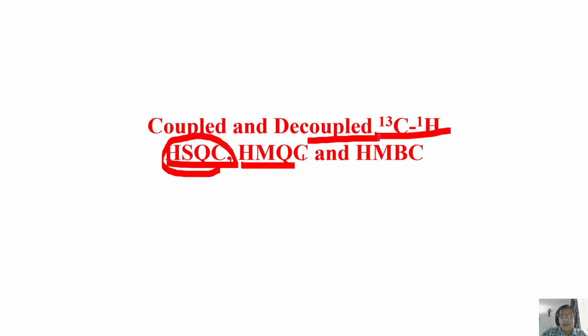What we are going to do is look at the coupled and decoupled spectra of HSQC, HMQC and HMBC. If you understand HSQC, of course HMQC is similar, so let us not worry about it. At least you should understand how an HSQC of coupled carbon 13 and decoupled carbon 13 looks, and similarly for HMBC. This is very important for interpreting heteronuclear correlation spectra like HSQC and HMBC. You must have an idea how to analyze this.